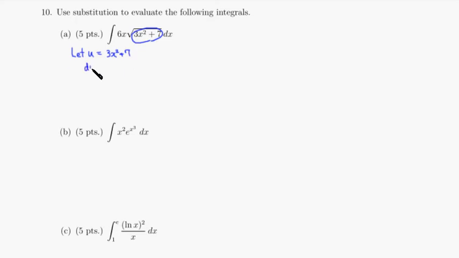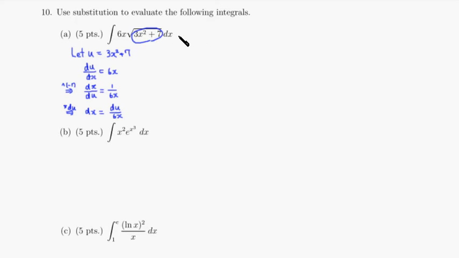Then take the derivative of u with respect to x, which is going to be 6x, and the derivative of 7 is 0. Take the reciprocal of both sides. We have dx over du, which is just 1 over 6x. Then we can multiply through by du, so we have dx equal to du over 6x.